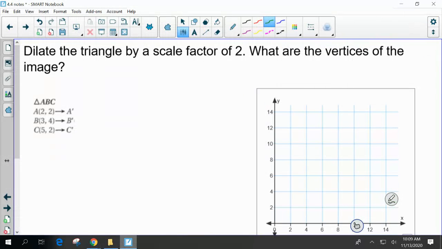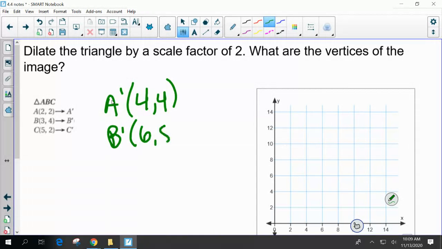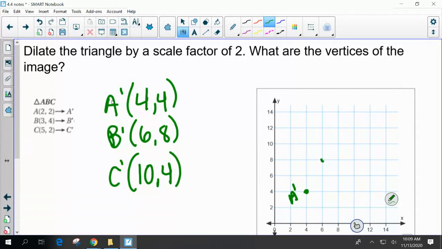All right, so for this, your vertices should be A prime should be 4, 4. B prime should be 6, 8. C prime should be 10, 4. And so for A prime, B prime, and C prime, your triangle should look something like this.